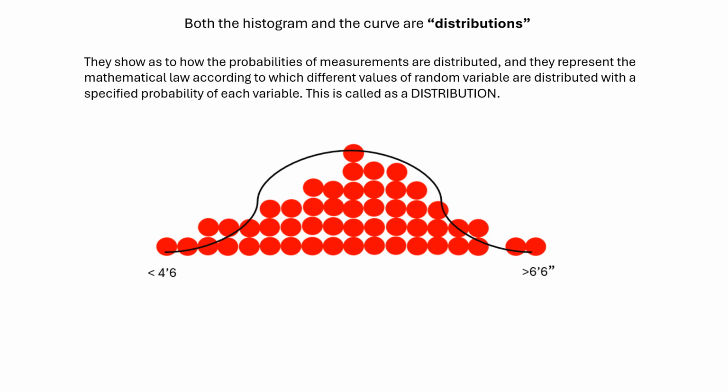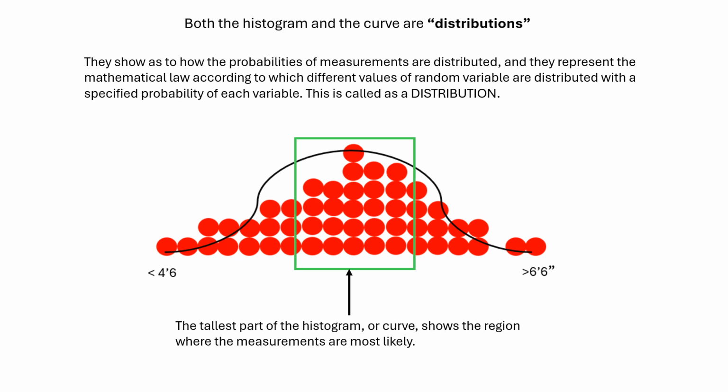They show us how the probabilities of measurements are distributed, and they represent the mathematical law according to which the different values of the random variables are distributed, with a specified probability for each value. Now this is called a distribution. This is the answer to our question. Also, the peak of this curve, or the tallest part of this histogram, shows the region where the measurements are most likely.